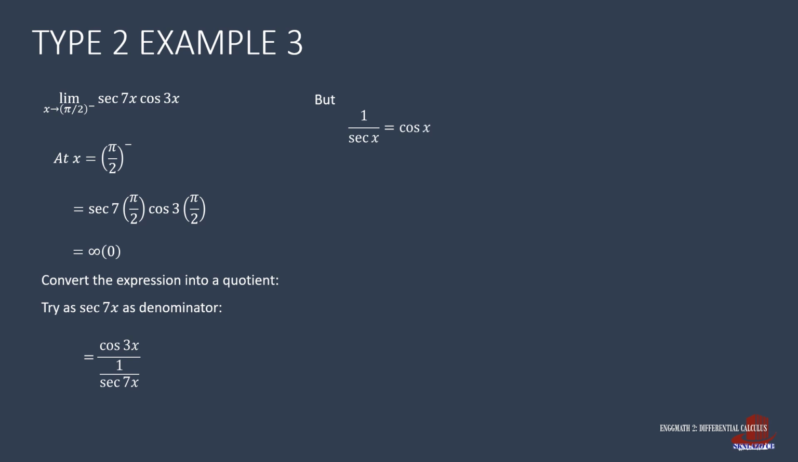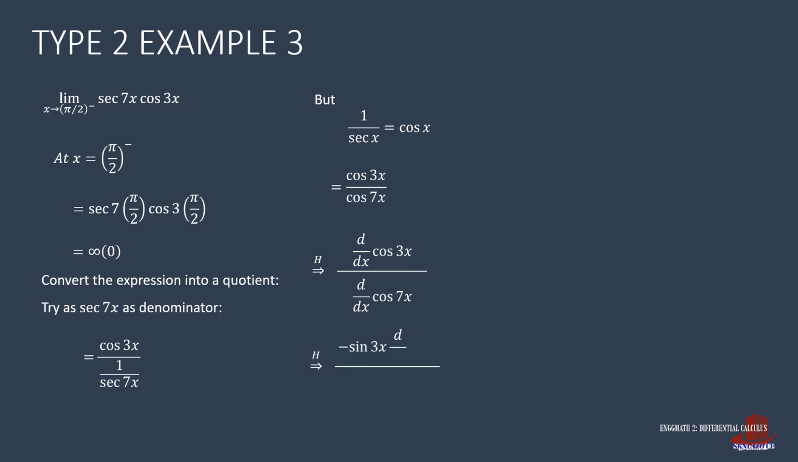Also recall that the reciprocal of secant x is cosine of x. Thus, we can write the equation as cosine of 3x over cosine of 7x. Now we apply L'Hopital's rule. So take the derivative of cosine 3x and also the derivative of cosine of 7x.